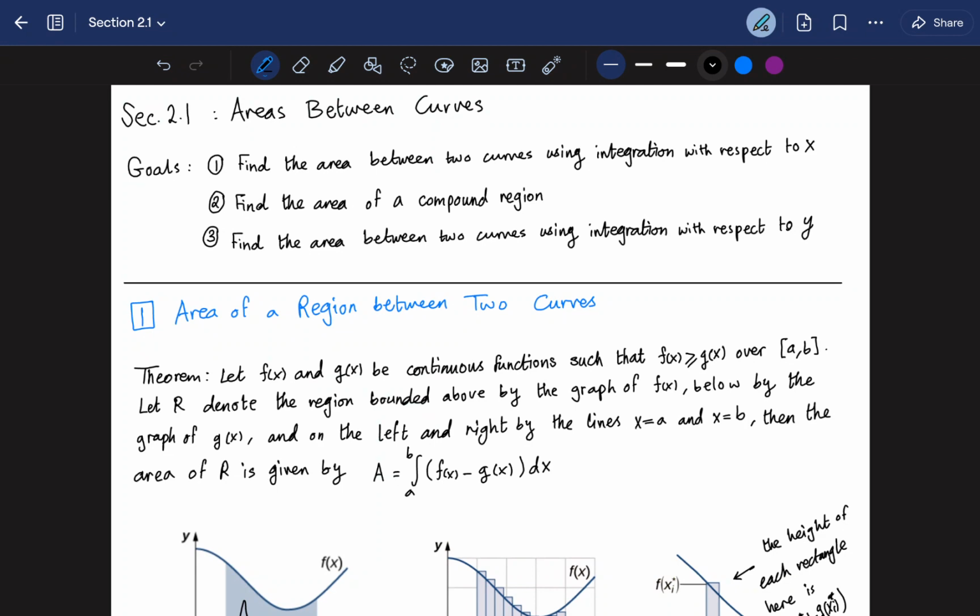Okay, so here we have three main goals today. First, I'm going to find the areas between two curves, but with respect to variable x, which is my independent variable. Then I'm going to find the area of a compound region. Then I'm going to find the same area between two curves, but with integration with respect to y, which is my dependent variable.